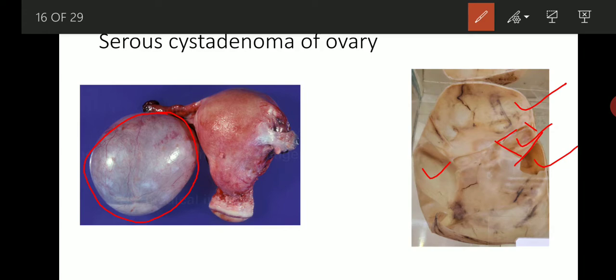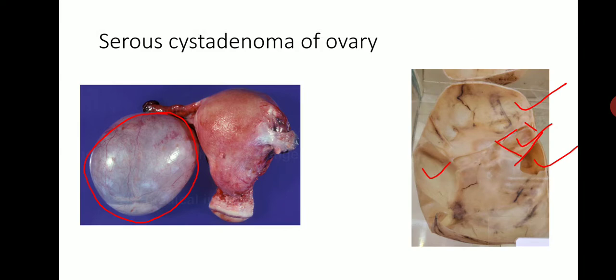Now since this is a benign tumor, you won't find many features of malignancy. The features of malignancy on gross are irregular outer surface, solid areas rather than cystic, presence of a lot of complex papillae, friable growth and invasion, and presence of hemorrhage and necrosis. Because all these things are absent in this tumor, we can safely call this tumor a benign serous cystadenoma of the ovary.